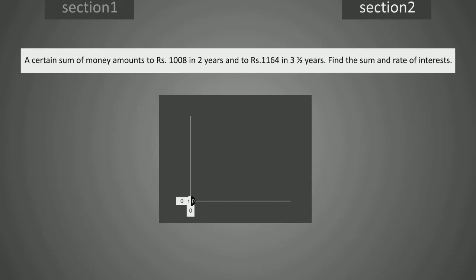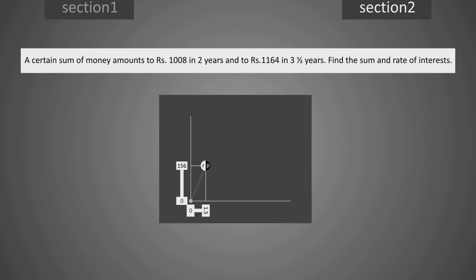Problem 2. A certain amount of money amounts to rupees 1,008 in 2 years and to rupees 1,164 in 3.5 years. Find the sum and rate of interest. Step 1. Laying out the picture. A sum of money amounts to rupees 1,008 in 2 years and 1,164 in 3.5 years. Then upon subtracting the both, we get simple interest for 1.5 years.